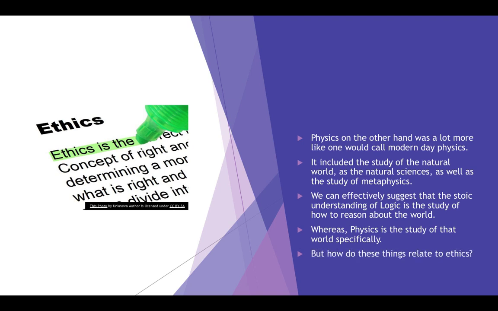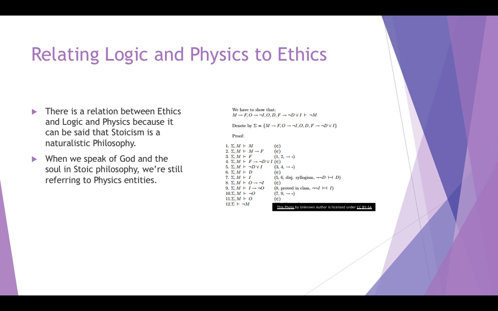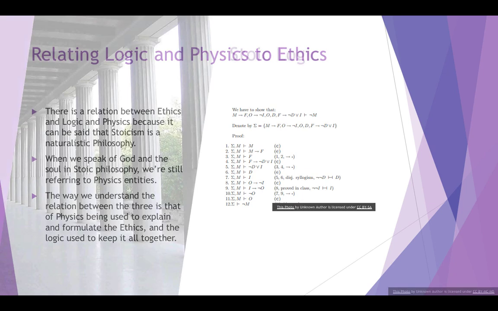So we've looked at how these two relate together. How do they relate to ethics? There is a relation between ethics and logic and physics because Stoicism is a naturalistic philosophy. When we speak of God and the soul in Stoic philosophy, we're referring to physics, to physical entities. So the way we understand the relation between the three is that physics is used to explain and formulate our ethical principles in Stoicism, and that it's all kept together using logic.